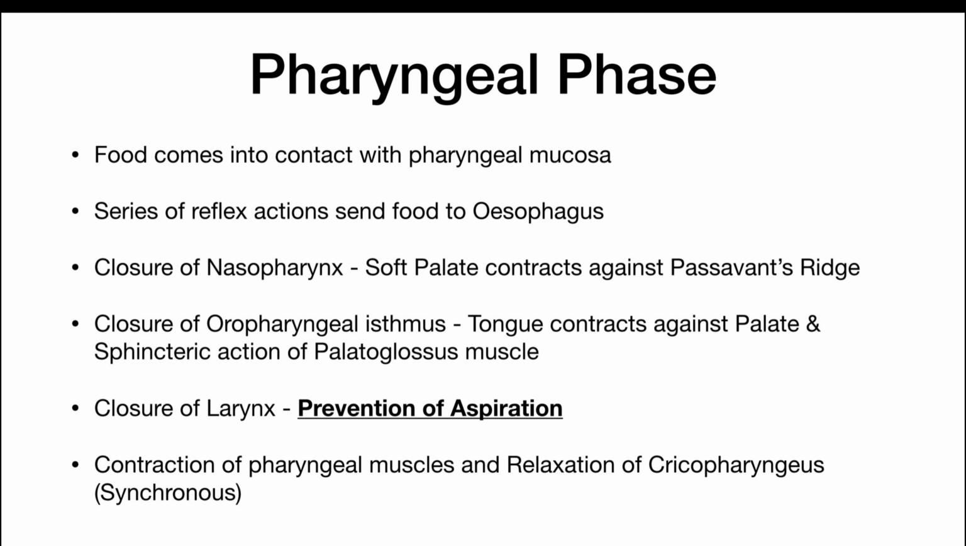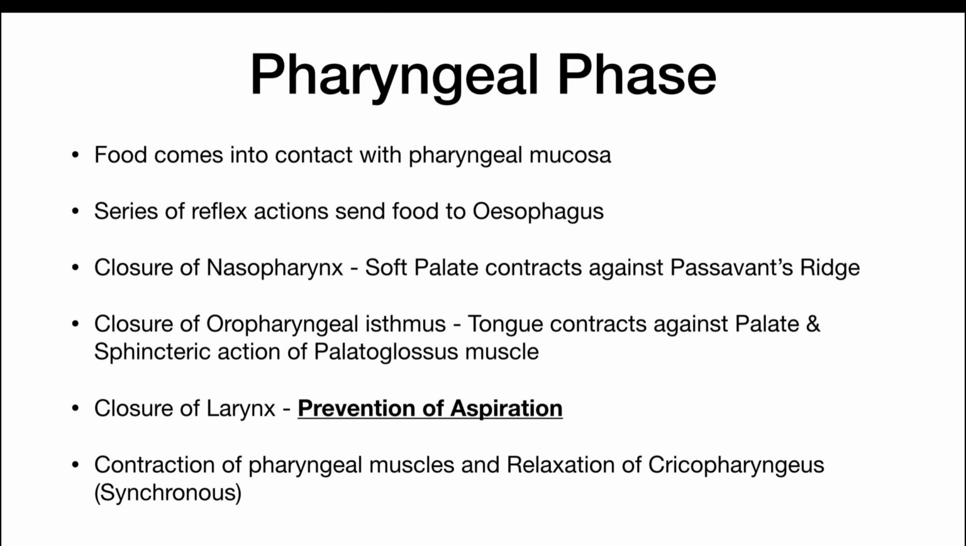So pharyngeal phase starts when food comes into contact with pharyngeal mucosa. A series of reflex actions, that is, actions that happen on their own, start. These reflex actions send food to the esophagus. The objective is twofold. Food should reach the esophagus and food should not reach anywhere else. So that's the role of the reflex actions. What are the reflex actions? First, there is closure of the nasopharynx. How does this happen? Soft palate contracts against the Passavant's ridge. What is Passavant's ridge? We will make a different video for that.